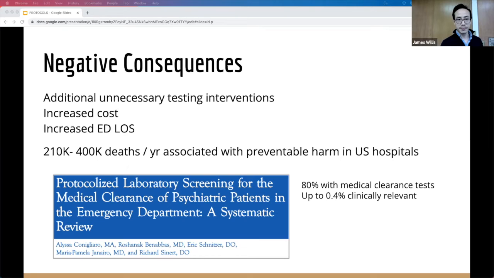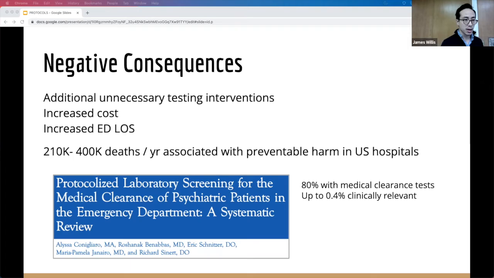Now, there's also harm just being in the hospital. It's up to 400,000 deaths a year that are associated with preventable adverse events in the hospital. Now, whether protocols cause this or not, there's no study, obviously, but just being in the hospital increases your risk for badness. And then this paper down here just shows protocolized laboratory screening.